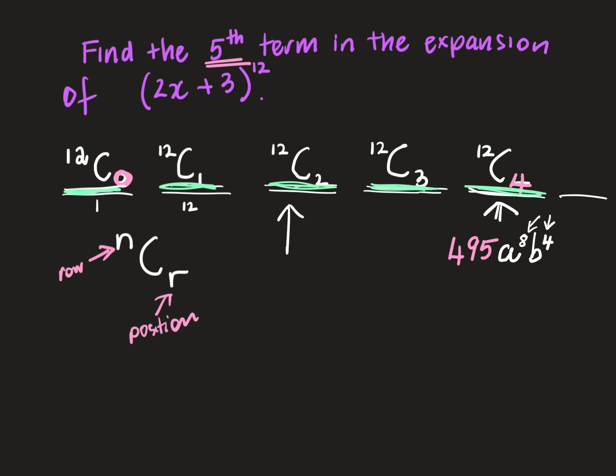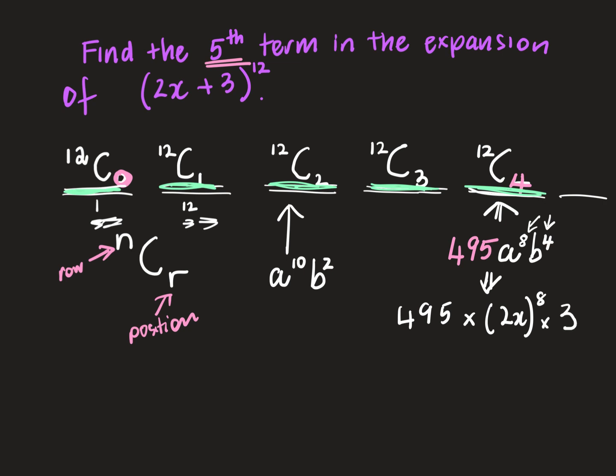So this one here, for instance, is going to be the A term to the power of, well, what is it? 12, 11, 10. This one's going to be the b term to the power of 0, 1, 2. 10 plus 2 is 12. Okay, so I've got for this term here 495 times a. A is 2x to the power of 8 times our b term, which is 3 to the power of 4. And I can just type that in my calculator to find out what that term is. And here is my answer.